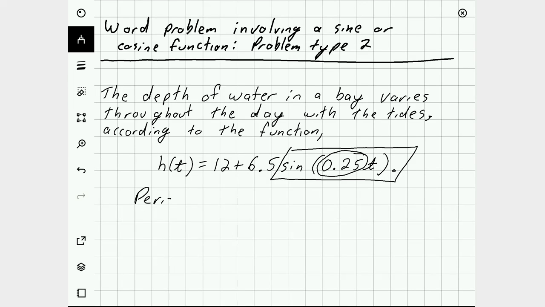The period is 2 pi divided by the argument, the coefficient of the variable inside the argument of the sine function, which in this case is 0.25. And 2 pi divided by 0.25 is 8 pi, or if you prefer a decimal approximation, it's about 25.1.